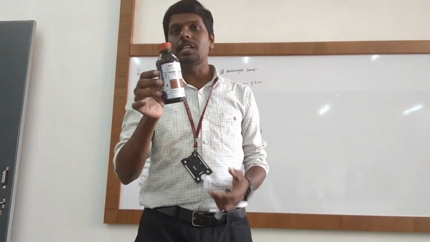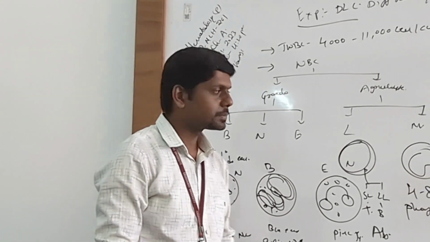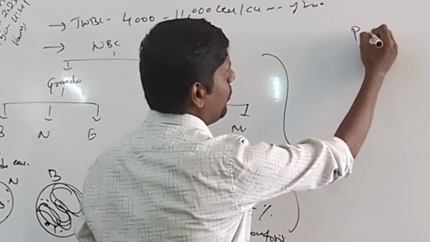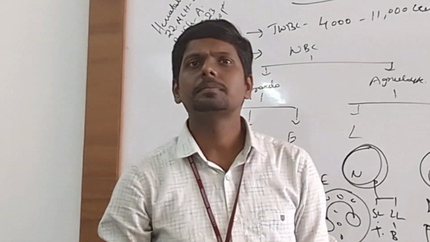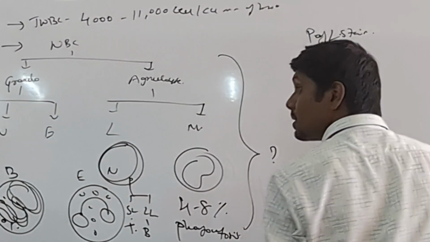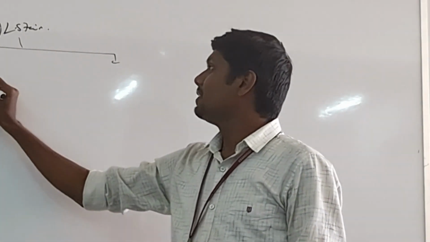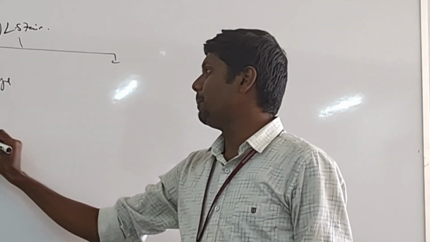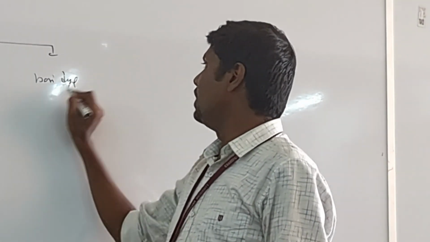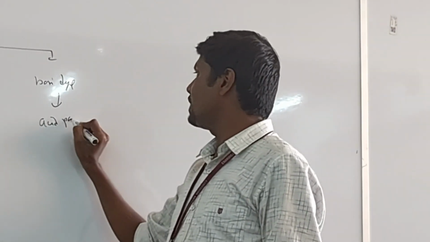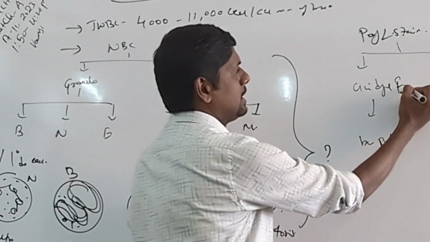What is the principle of this Leishman stain? Very good. The acidic dye will bind to the basic part of the cell, whereas the basic dye will bind to the acidic part of the cell. Basic dye is hematoxylin, whereas acidic dye is eosin.